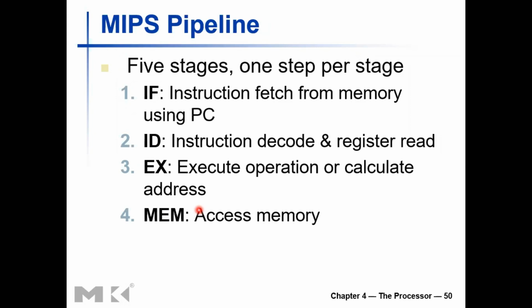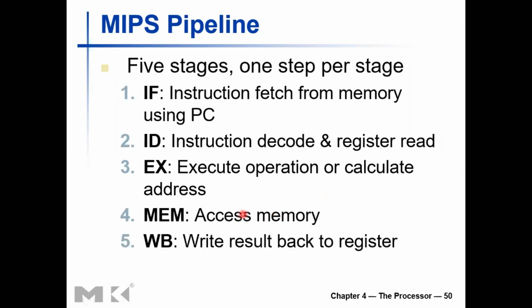Then fourth stage is accessing memory. Once in a memory access instruction, once the address is calculated, we can go and access the memory. Accessing may be reading or writing. So fifth stage is write back. Write the result back to the register.